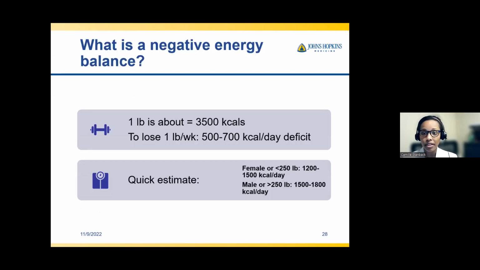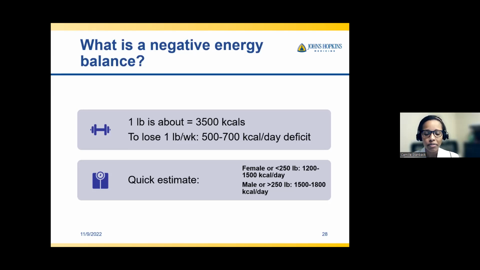So what is this negative energy balance? Essentially, we look at what pounds are in terms of calories. So 1 pound is about 3,500 kilocalories. So simple math tells us in order to lose 1 pound a week, we would need to reduce calorie intake by 500 to 700 kilocalories per day.